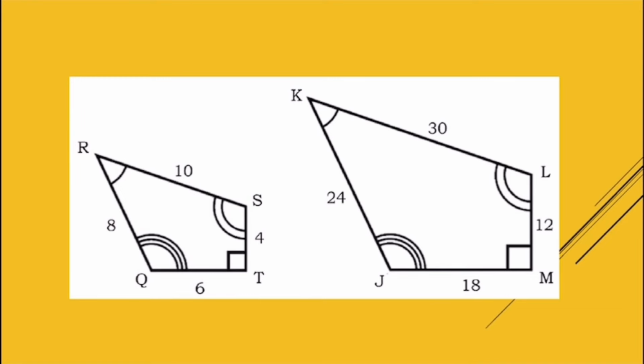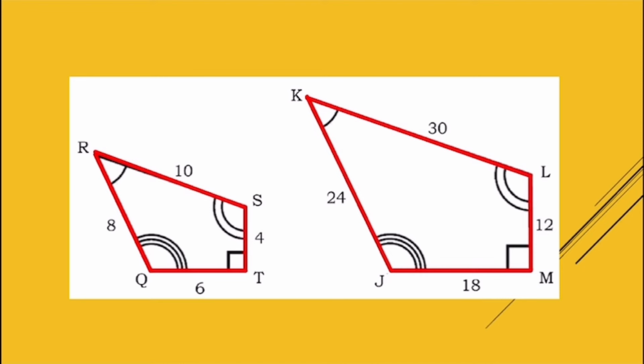Quadrilateral QRST corresponds to quadrilateral JKLM. Each side of quadrilateral QRST is k times the corresponding side of quadrilateral JKLM. Take an intensive observation on their shapes, sizes, and their corresponding angles.